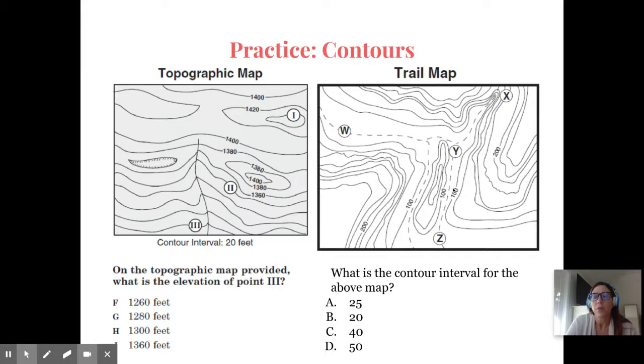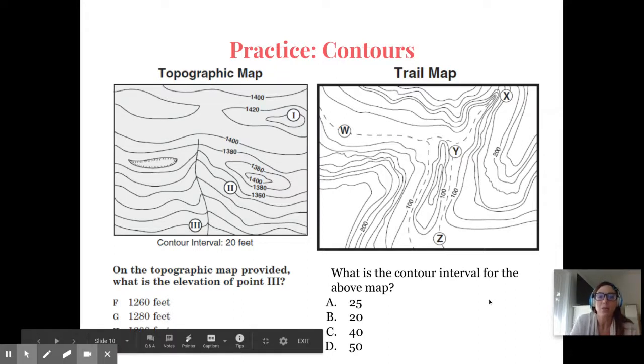And if you had started with 10, you would have realized, okay, 110, 120, 130, 140. That's not it, because now we're at 200. And it has to be the same. The interval is always the same. So that was B20.